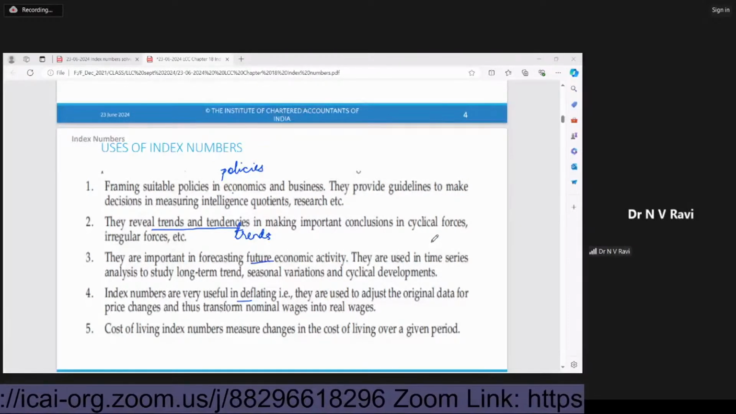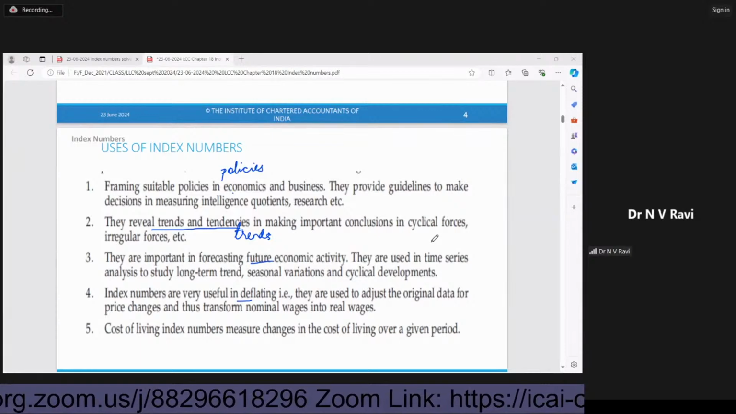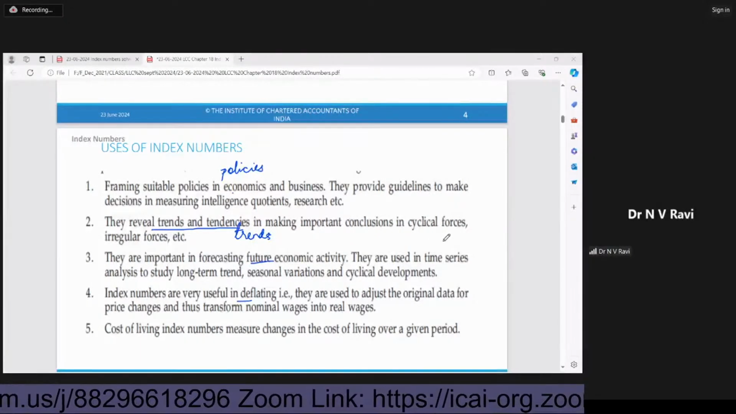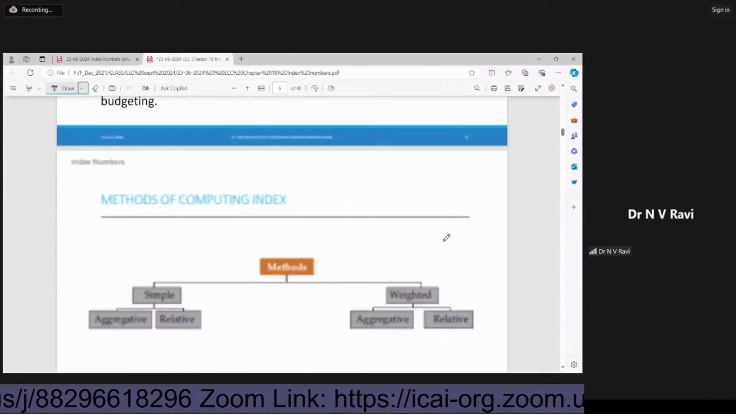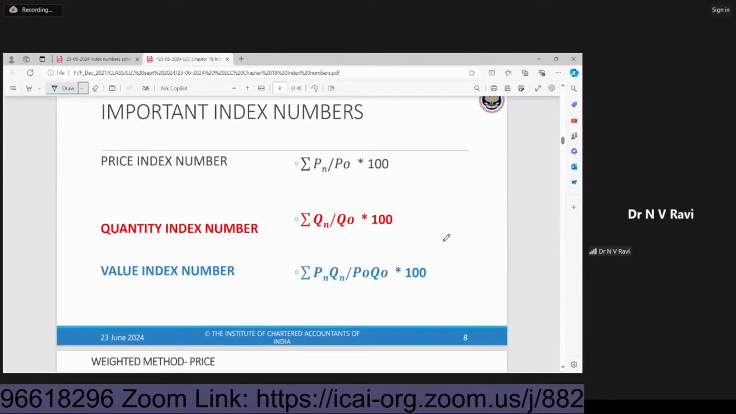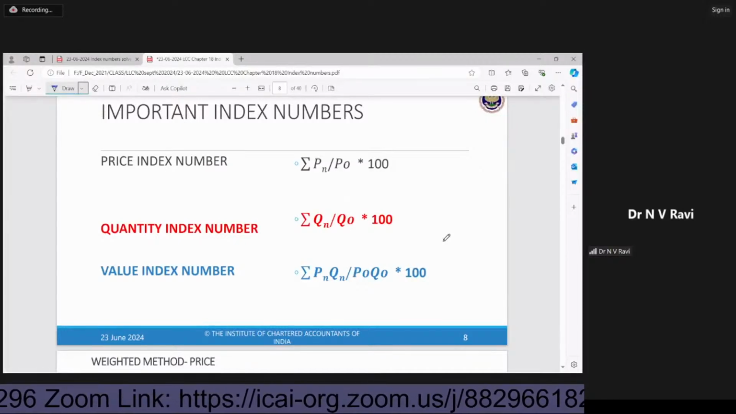And now coming to the first point, price index numbers. Price index numbers are simple and aggregate: simple aggregate, simple average of relatives, and weighted methods.